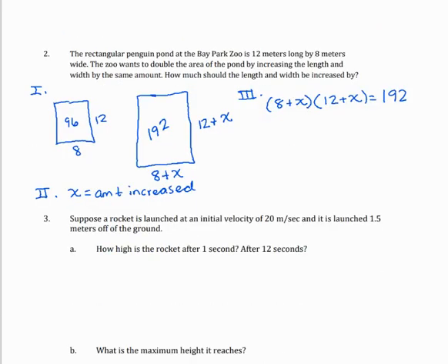Lastly, number 3 is our review of our position function. Remember that position function, h of t equals negative g t squared plus v naught t plus h naught. And fill in the coefficients properly given the information given.